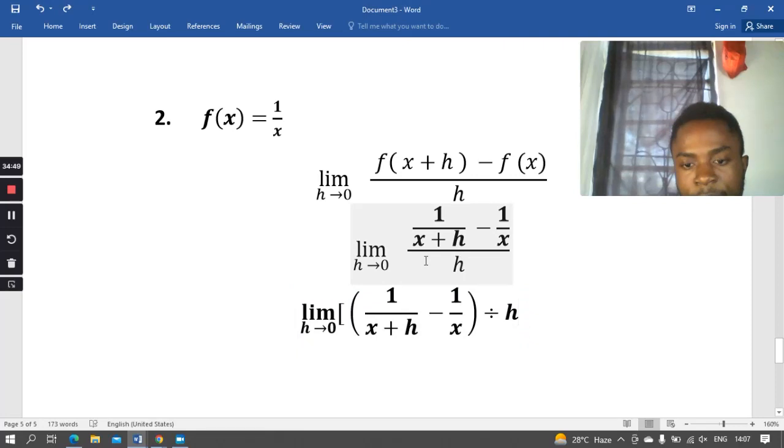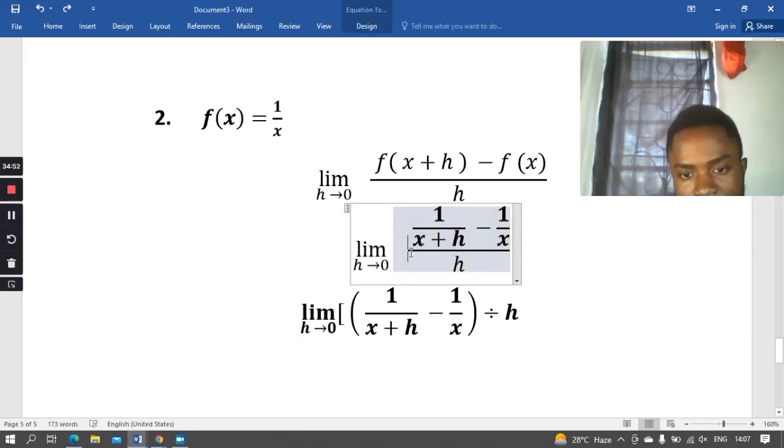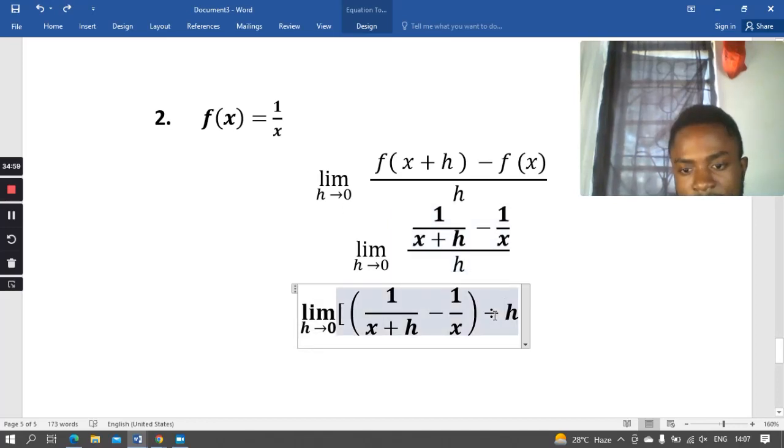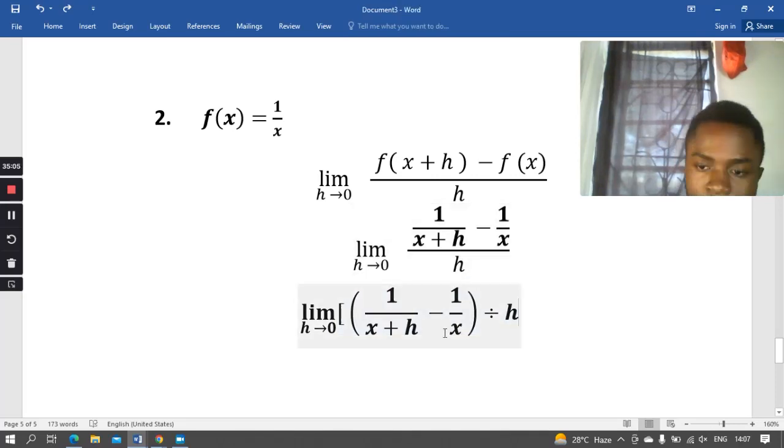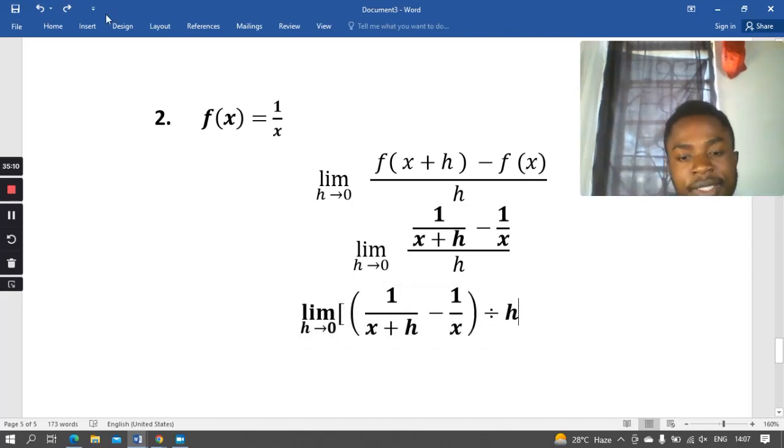Because this line here is just standing for division, you can write this expression in that form. I've just rewritten it in a different format, but it is the same thing.